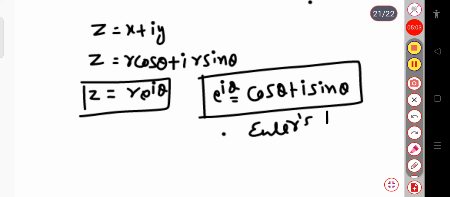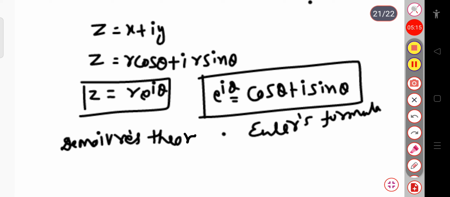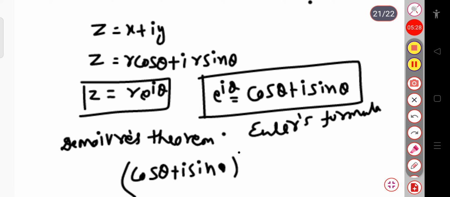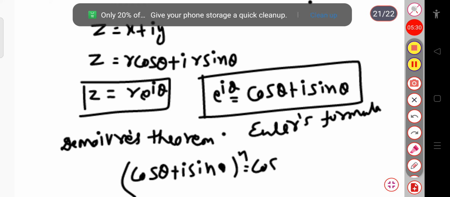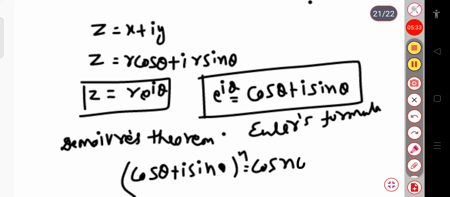Also, there is de Moivre's theorem. Just make a short note of it. De Moivre's theorem says that cos theta plus i sin theta whole power n is equal to cos n theta plus i sin n theta. This is known as de Moivre's theorem.